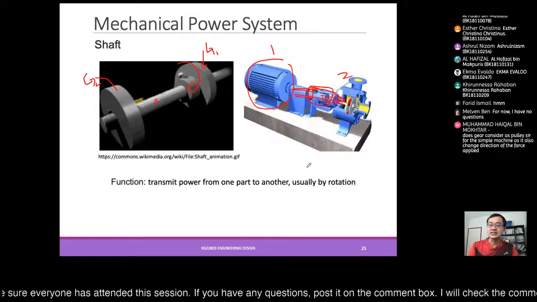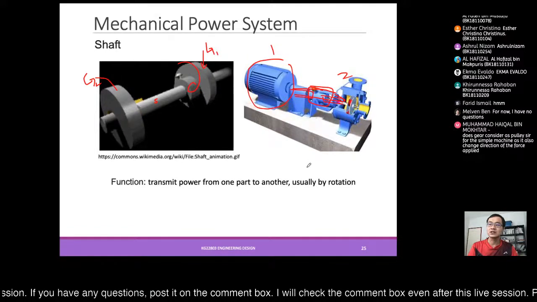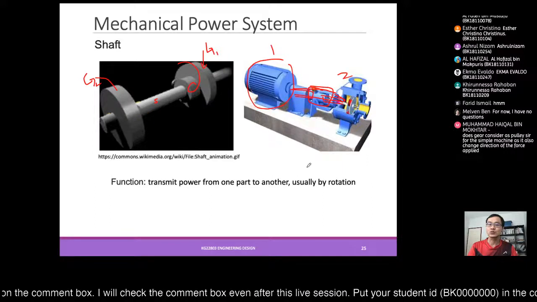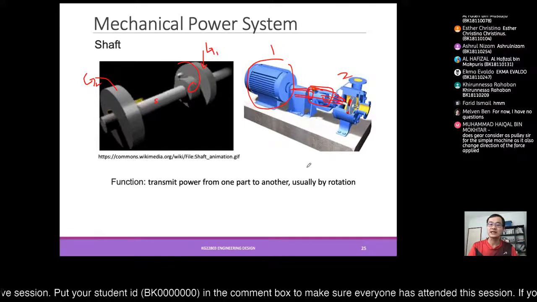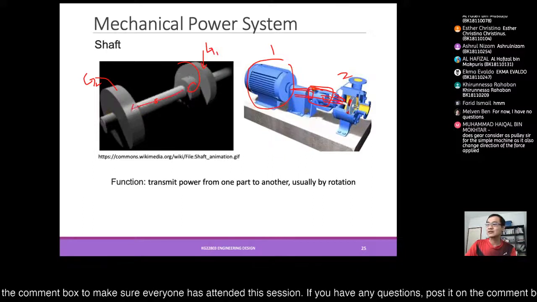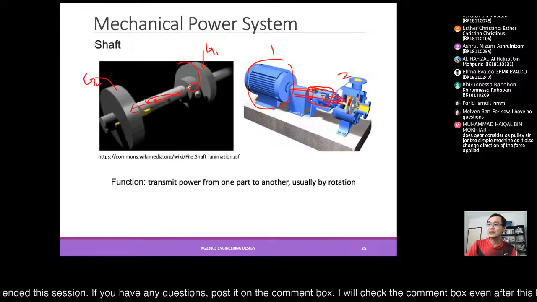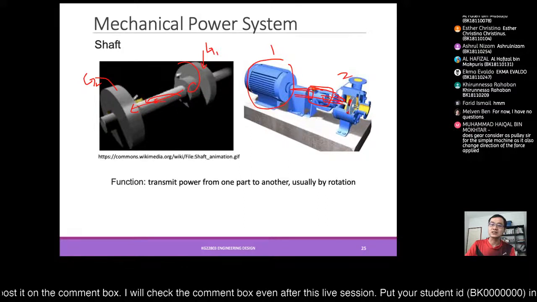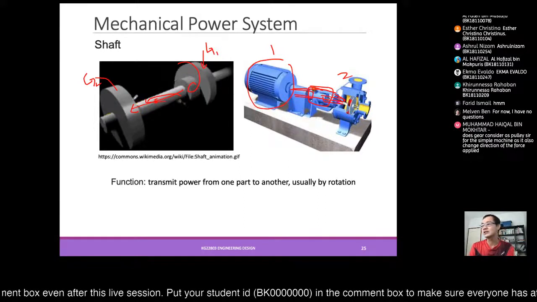In designing the shaft itself, the most critical thing that we will consider is the twisting. Because you are just rotating, bringing energy or power from one side to the other, in between the transmission from one point to the other there is a twisting. This part must rotate first before the other part will rotate. So in designing a shaft, you will consider the twisting moment and so on.